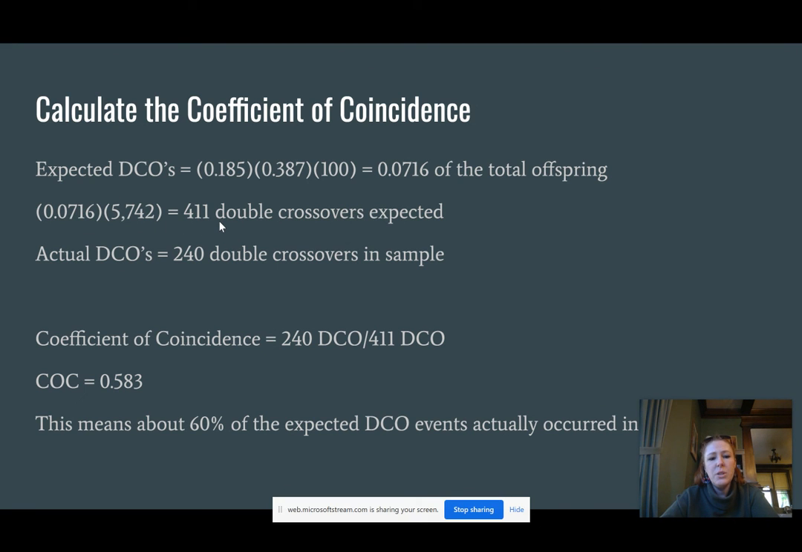So I've multiplied that by the total number of offspring. And here you can see that we would have expected to have 411 double crossovers if there had not been any interference. The actual number of double crossovers we had was smaller than that. We only had 240. So the coefficient of coincidence is the number that we actually had divided by the number we would have expected to have if there weren't any interference. In this case, the coefficient of coincidence is 0.583. What this means is that about 60% of the expected double crossovers actually occurred in our sample. So clearly there was interference. Otherwise, 100% of the double crossovers would have actually occurred.